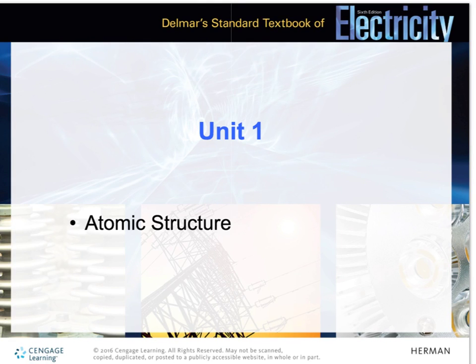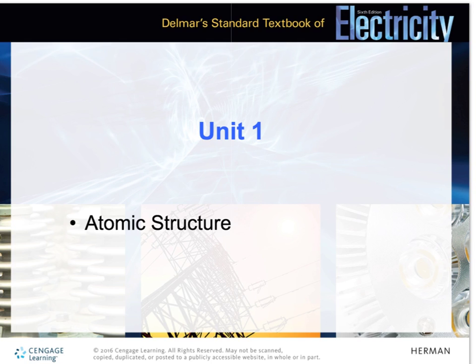So Unit 1 is all about atomic structure. You're probably asking yourself, why are we studying atomic structure? Well, atomic structure provides us a lot of information. It tells us what's positively charged and what's negatively charged. We also learn about the law of charges, about like charges repelling and opposite charges attracting.